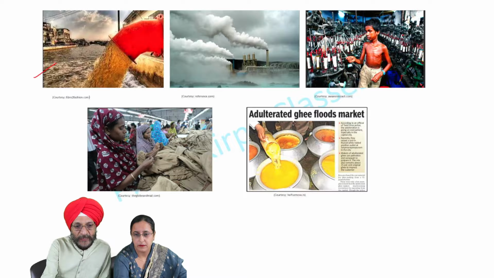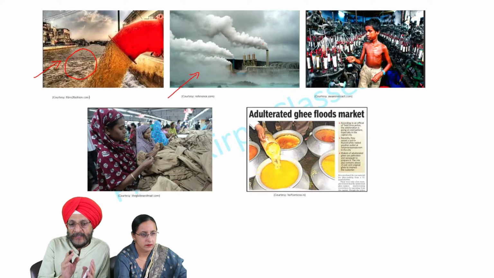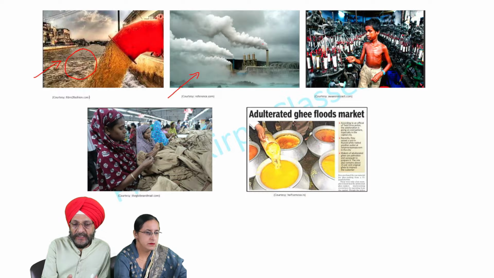In this first picture, you can see that polluted water is coming out of some factory. This polluted water is causing a lot of pollution in the water bodies, which may be a river or lake. In the second picture, you can see that air pollution is being caused by many factories.